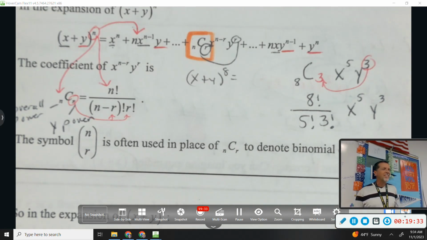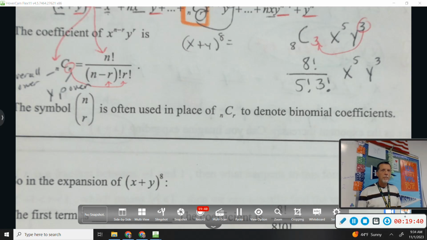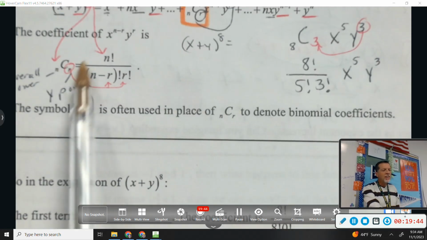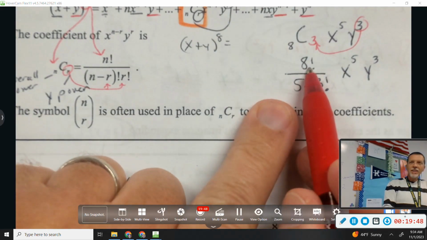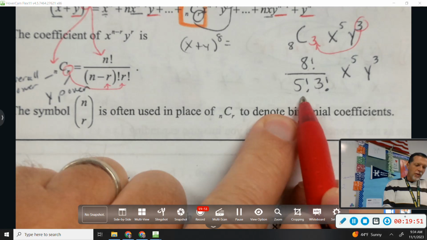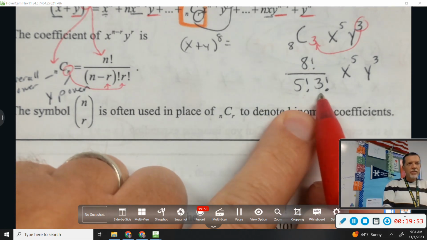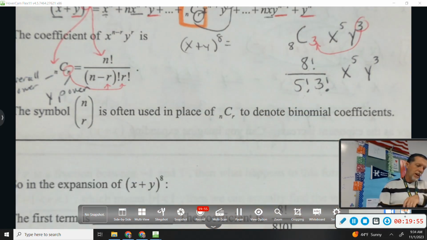We're going to get practice on this. I know this is weird. Once we get there, there's going to be lots of patterns that you see. So you're just putting the C over the other stuff? So it ends up being, the C and the N's and the R's is more complicated. It's the total power over the x power factorial, y power factorial. Maybe that's the easiest way to say it.